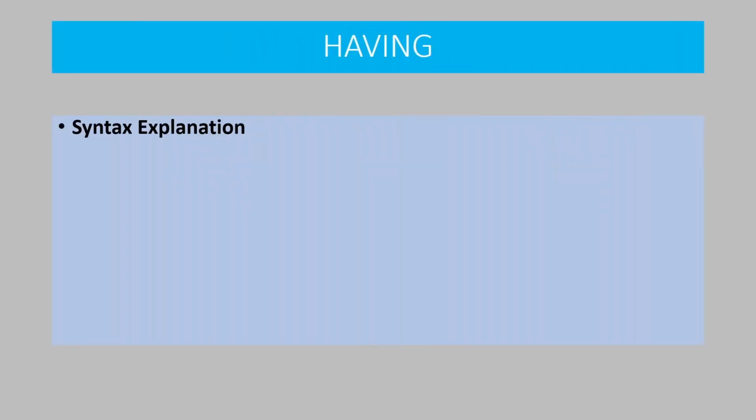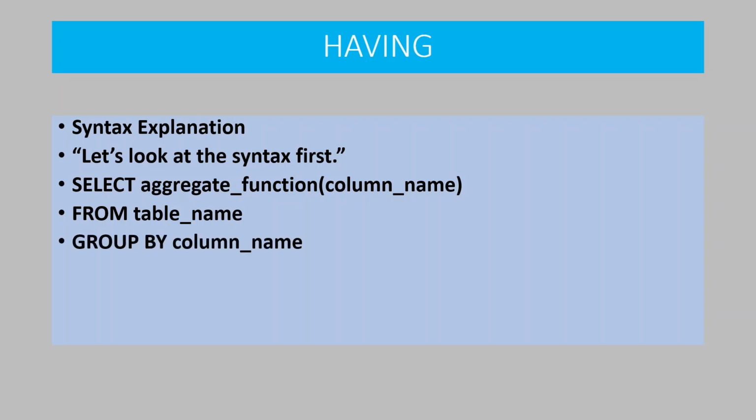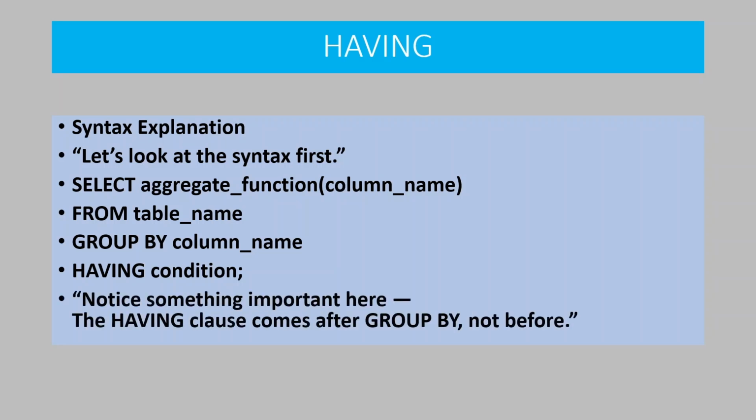Now let me explain the syntax. When you write the SQL query, we should always follow the syntax, and the syntax starts with the SELECT statement. It will have the aggregate function with the column name in it, and also the non-aggregated columns will be mentioned. Then we have the FROM clause, which will have the name of the table from which we're going to retrieve the data. Then we will have the GROUP BY clause with the column name mentioned, and then we have the HAVING with the condition. Notice something important here: the HAVING clause comes after the GROUP BY, not before.